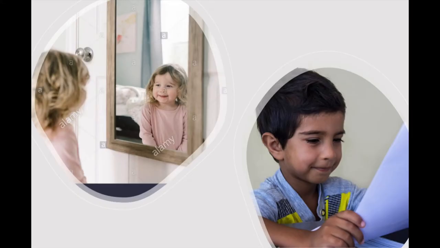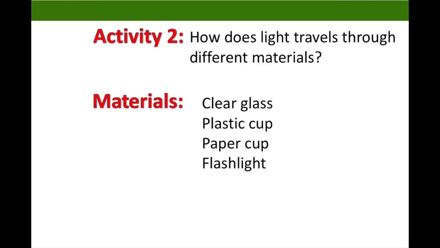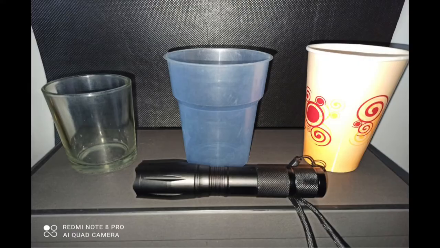Can you see yourself in a mirror? But why can't we see ourselves on paper? For our next activity, we are going to demonstrate how light passes through different objects. We will be needing the following materials: a clear glass, plastic, and paper cups. Now watch this video.